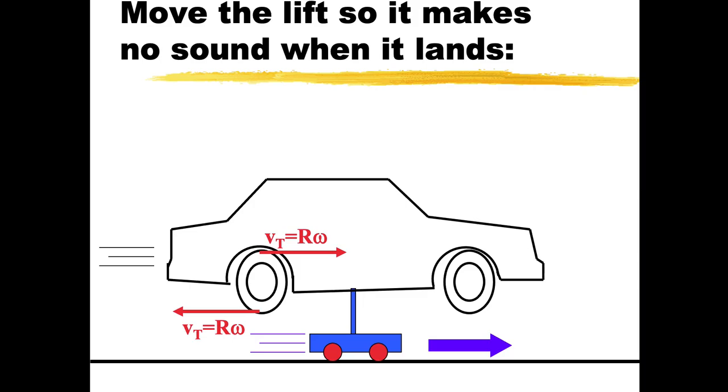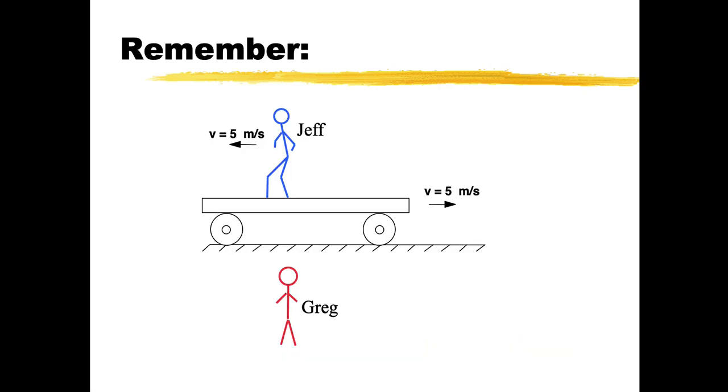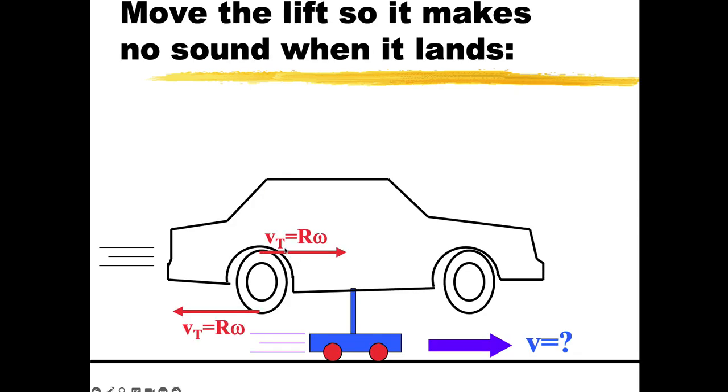One way to think about this is, think about Jeff, right? I need there to be no motion between the edge of the wheel and the ground. For Jeff, if the cart's going forward at 5 and Jeff's going backwards at 5, then Greg sees him standing still. If I want there to be no skid, I need this to be going forward just as fast as a particle on the edge is going backwards.